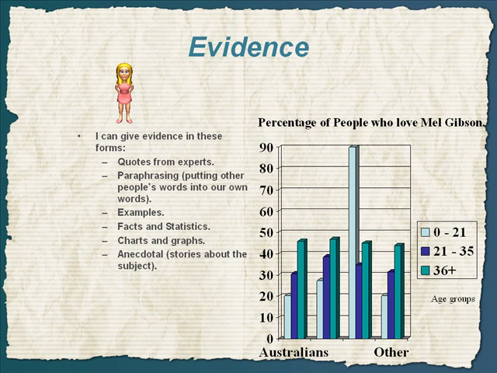I can give you charts and graphs. That's actually pictorial evidence, so evidence that comes in pictures, just like this graph that you can see on the page now. Or I can give anecdotal evidence, which is evidence in the form of a story. So I could tell you something that Mel Gibson has done in his acting career that proves that he is a good actor.